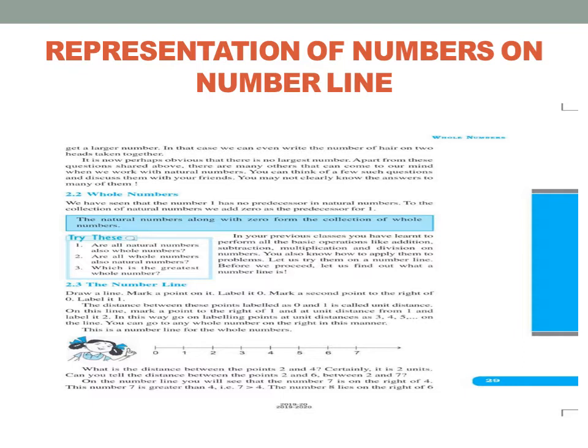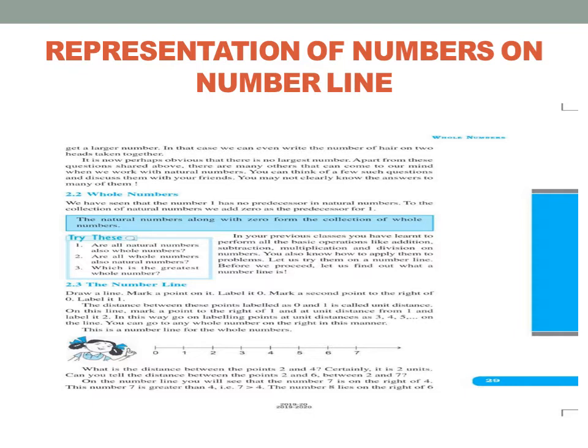Draw a line. How to draw it? Make a point on it. Label it as 0. Mark a second point to the right of 0. Label it 1. The distance between the labels 0 and 1 is called a unit distance. We have started from the point 0, and 0 to 1 is equal to how much? 1 unit. 1 to 2 is 1 unit again. 2 to 3 also is 1 unit. 3 to 4 also is 1 unit, and it goes on like that. So you can go to any whole number on the right in this manner.